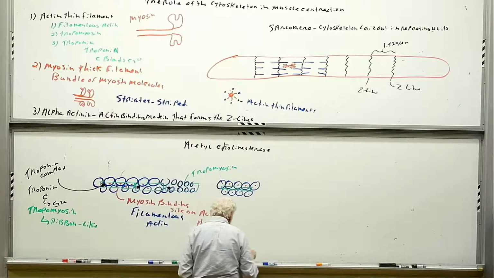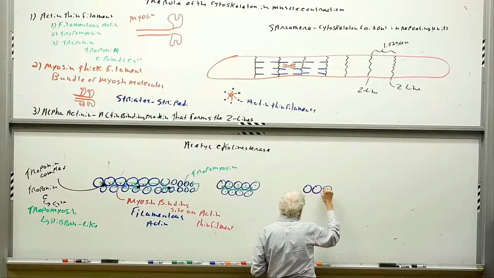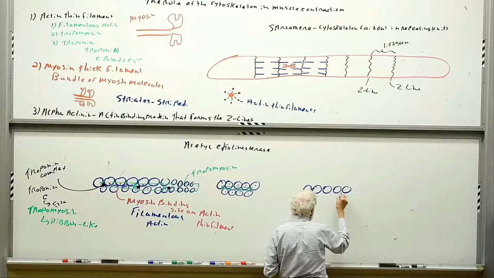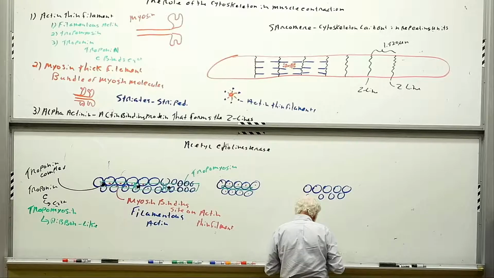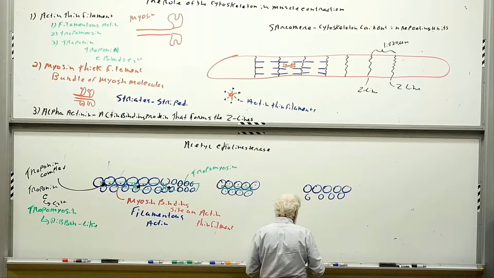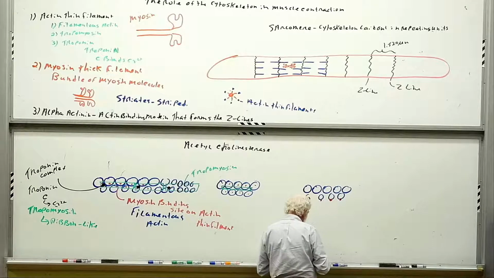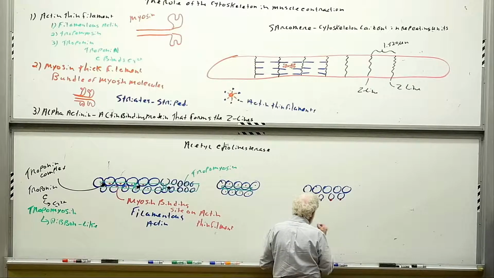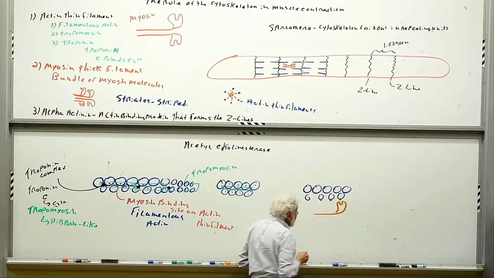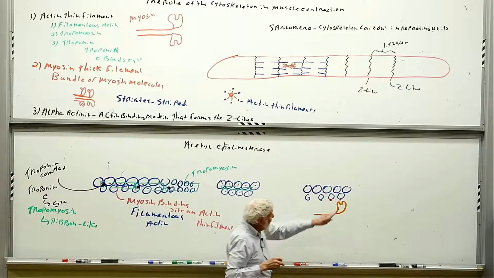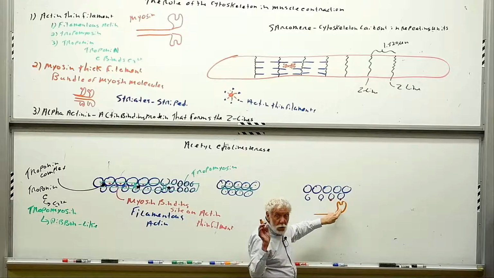If we look at it in a slightly different fashion, let's show it to the side. Put it down here. And if we look at it here, here's the myosin binding site, right? We've opened that up. Now the myosin head can reach up and contact that binding site on the actin. Now, you all okay with that?